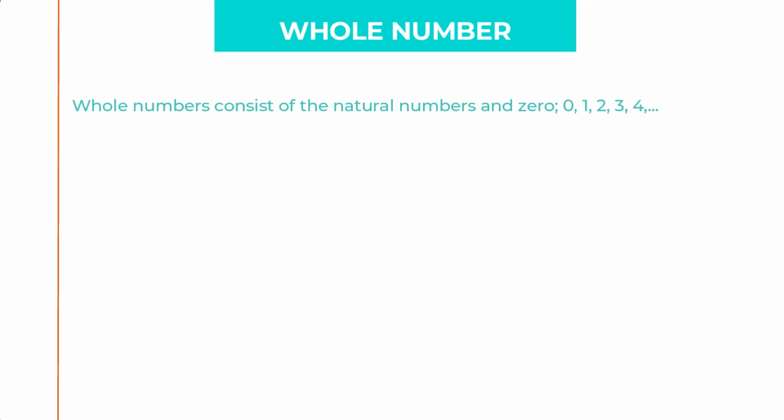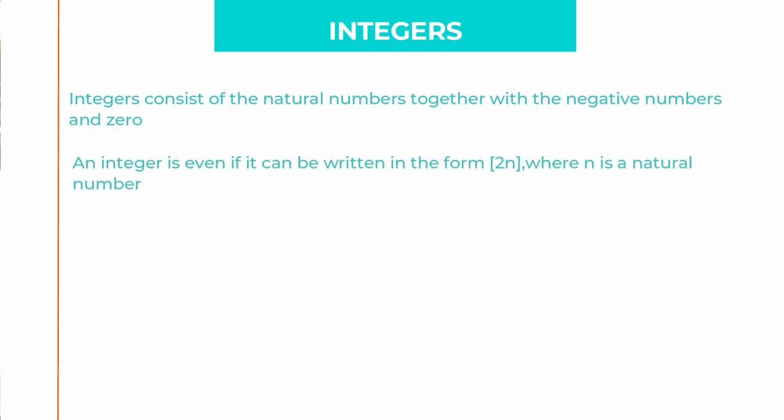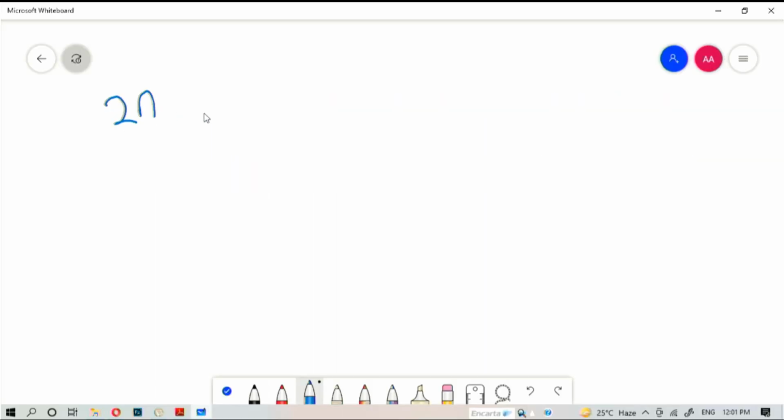Whole numbers consist of the natural numbers and 0. Of course, we know the natural numbers are 1, 2, 3, 4, 5. So the moment we add 0, then we're talking about whole numbers. Integers consist of natural numbers together with negative numbers and 0. An integer is even if it can be written in the form 2n, where n is a natural number.